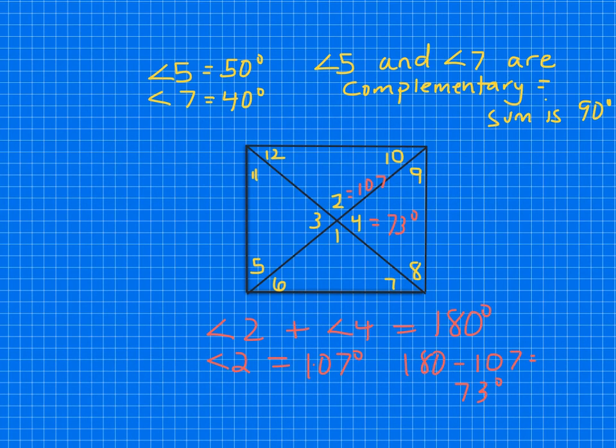You can also see a pair of supplementary angles in angle 3 and angle 1, angle 2 and angle 3, and angle 1 and angle 4. So there's several possibilities as long as the sum of the two angles totals 180.